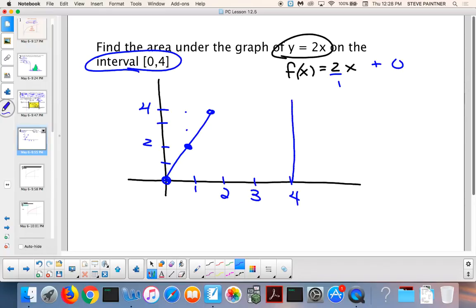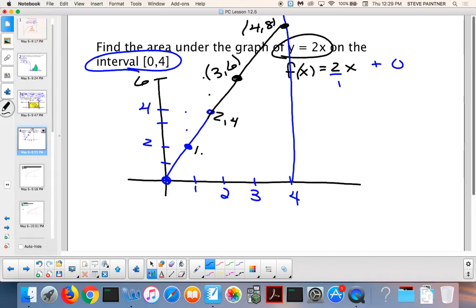So the boundary is here. But if you keep this line going, where are you going to end up? Up 2 over 1, that'd be 6. At 4, you're going to end up here at 8. So this is 4 comma 8, 3 comma 6, 2 comma 4, 1 comma 2. Now what do I want? I want the area under the graph. But you're bounded by the what?